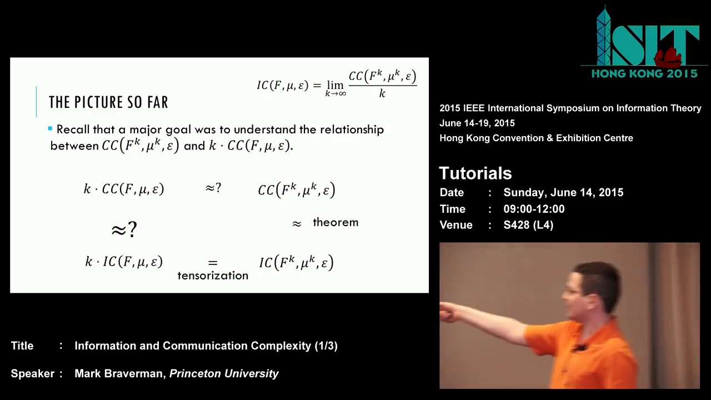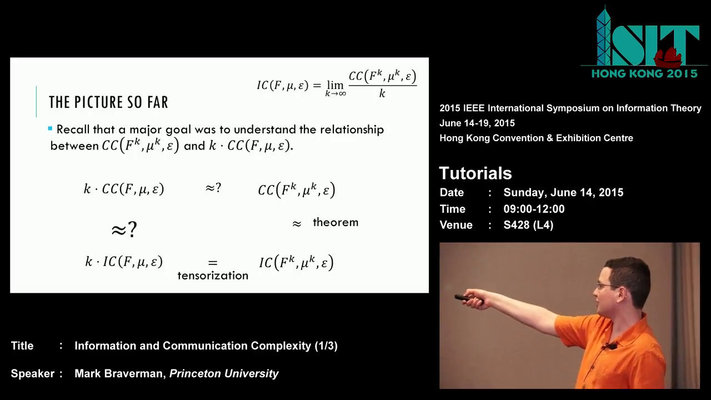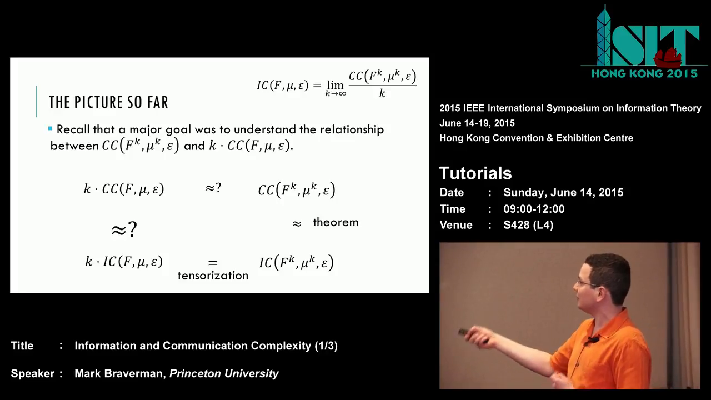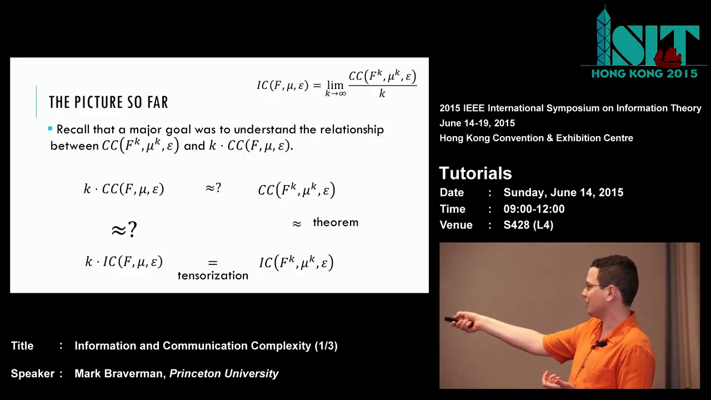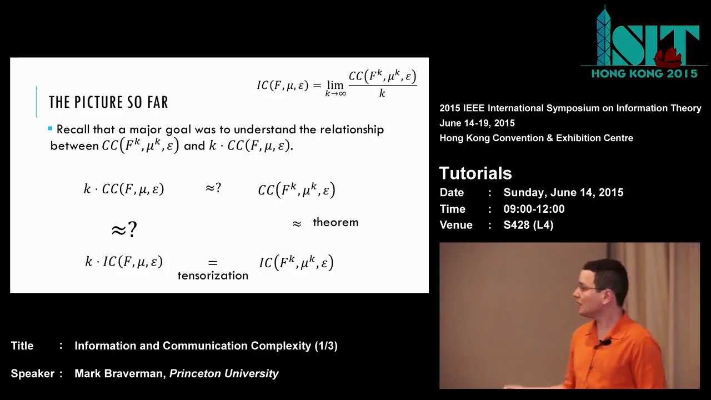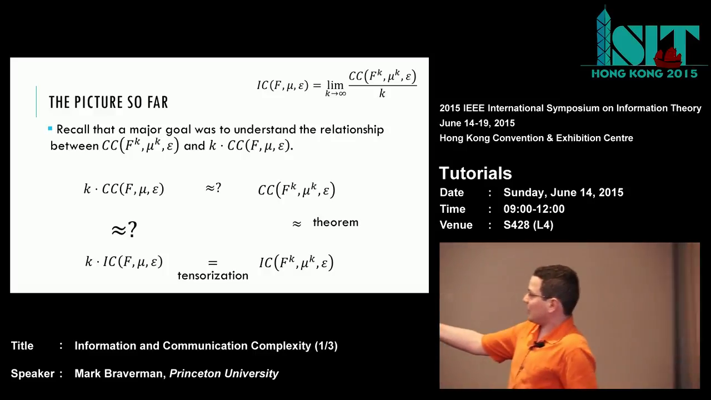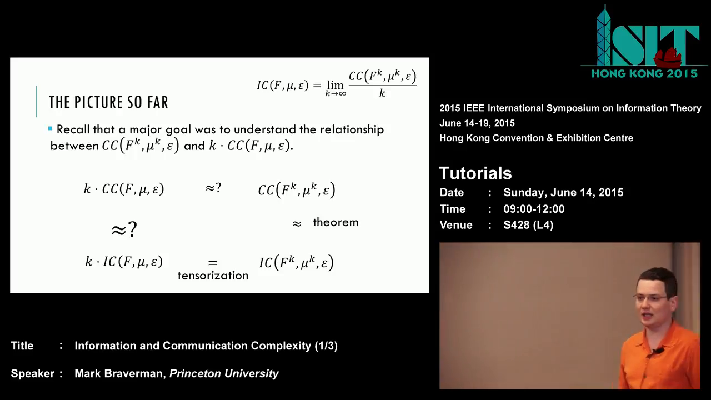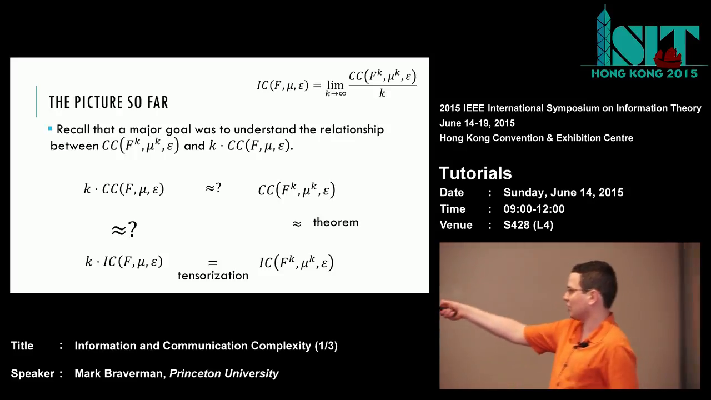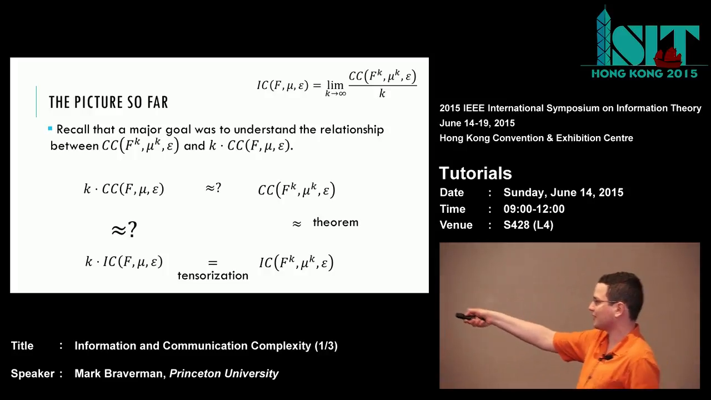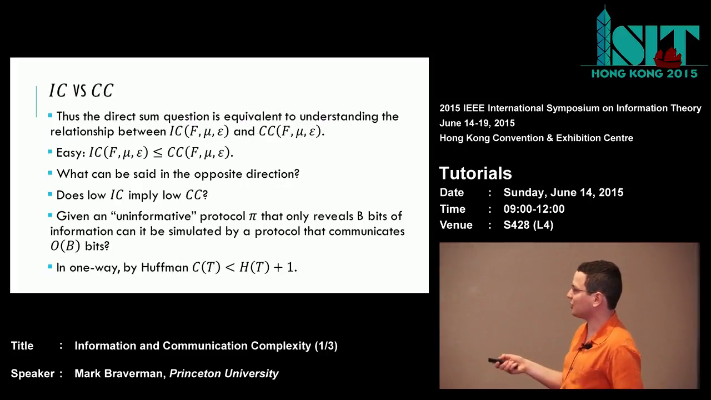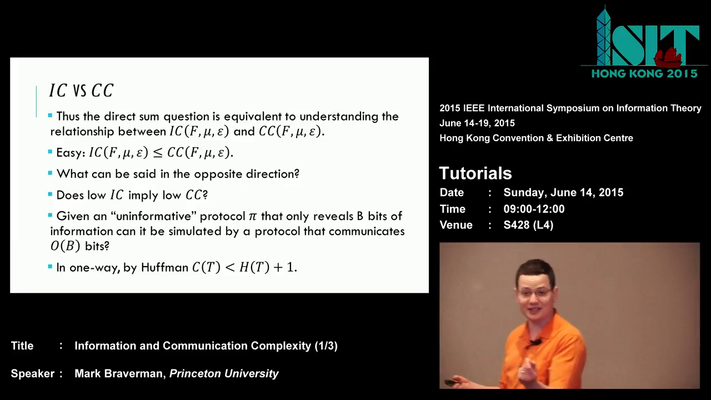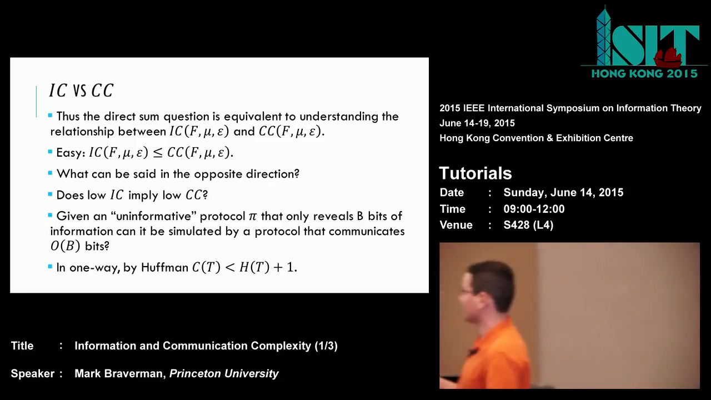This theorem tells us that in the limit, at least when k is large, CC of many copies of f behaves like k times IC. So this is roughly equal. So this question becomes equivalent to this question. Right? Because this part of the diagram collapses, it becomes equivalent to a question about the relationship between the information complexity of a single instance of f and its communication complexity.